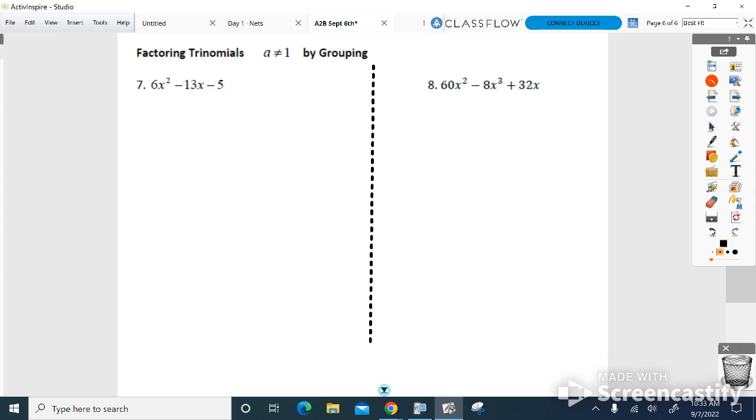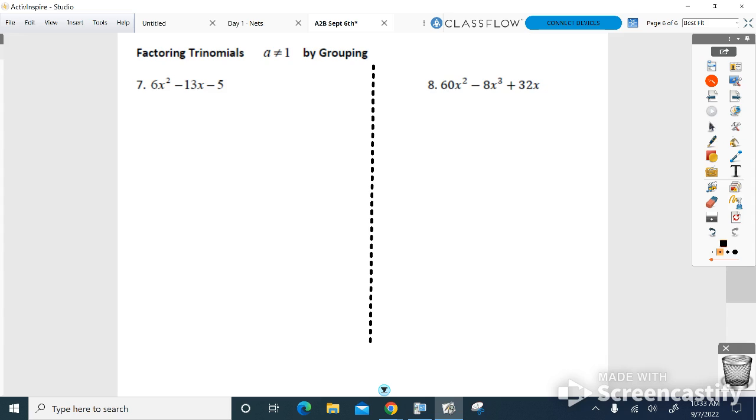All right, you ready? Good, thanks. We're still factoring, but as some of you may have already figured out, we're running into a problem on this one. How many terms? 3. Any GCF? Nope. What's the number out in front, the A value? 6. So I can't say, give me two numbers that multiply to negative 5 and add to negative 13. That's not going to work because that's a 6 and it should be a 1.